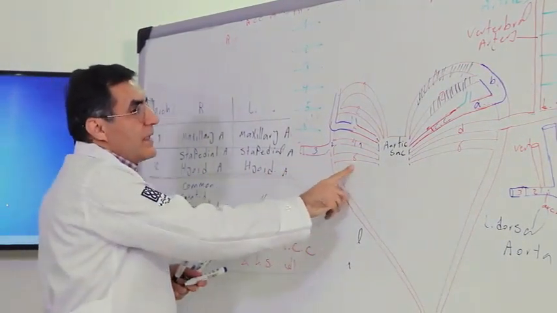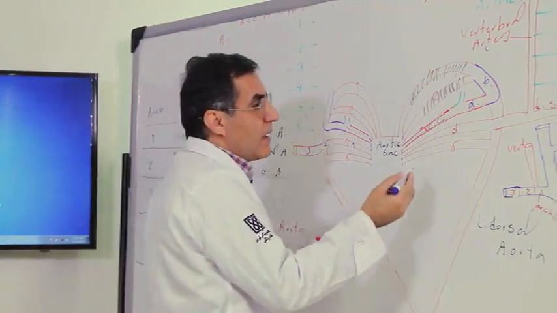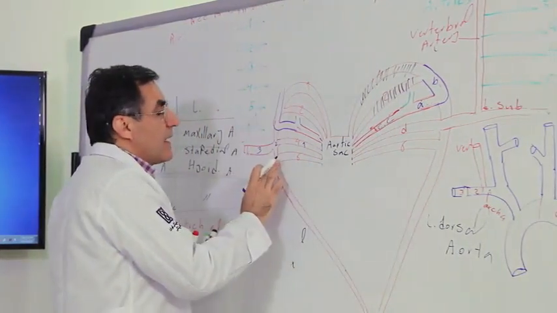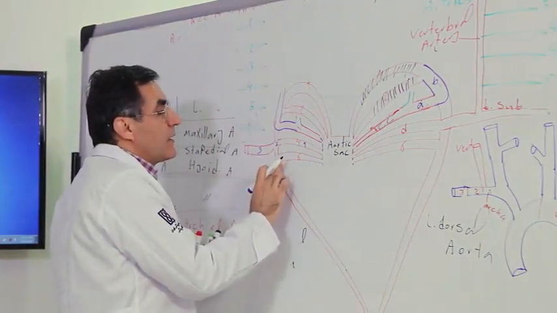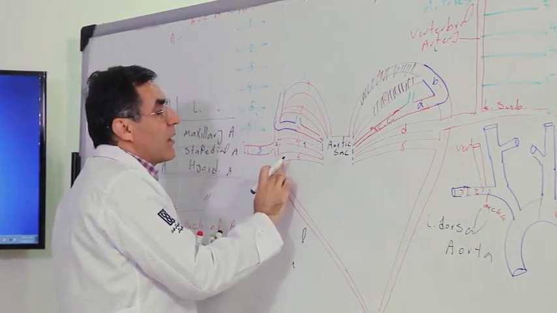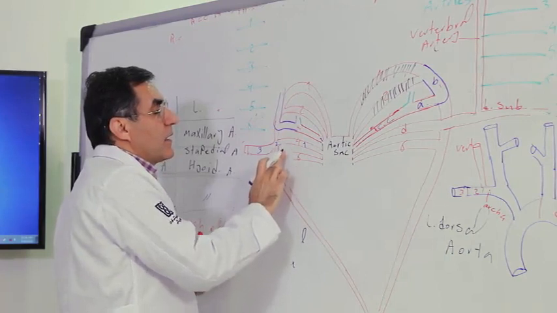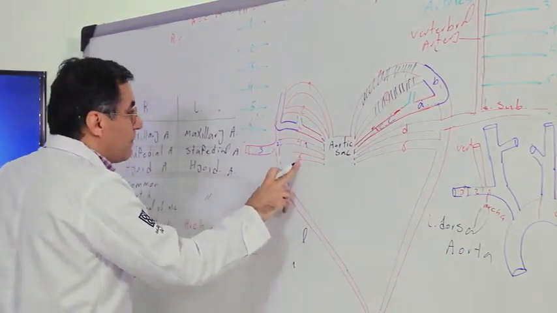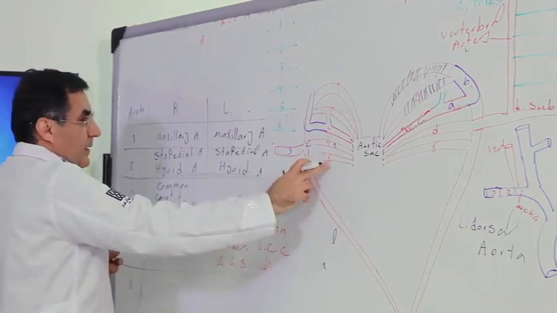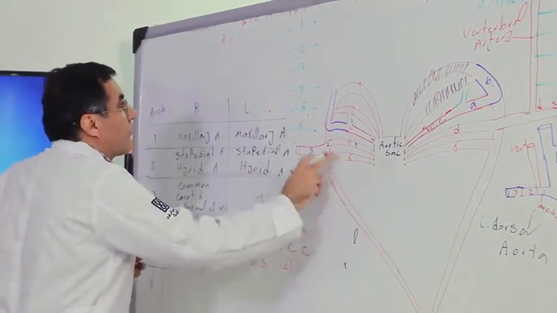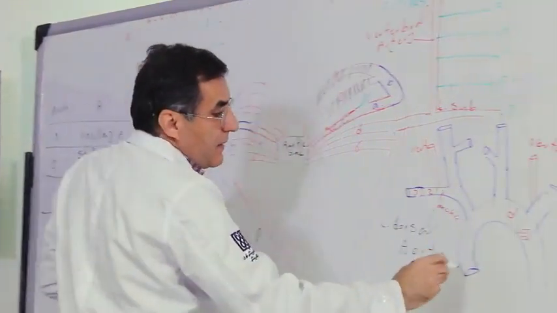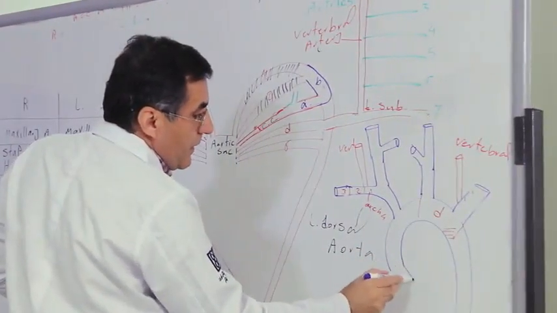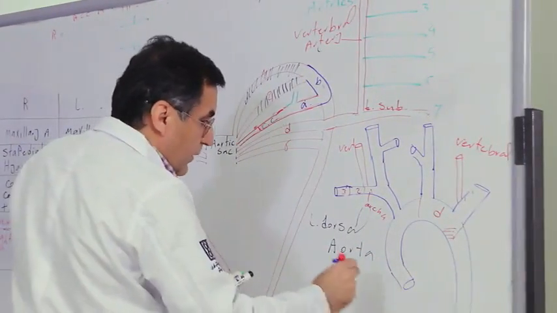And what about the 6th arc? On the right side of the 6th arc, the communication between the 6th arc and the right dorsal aorta is degenerated. It means that the distal part is degenerated, and making the right here, if you remember, here we have a pulmonary artery.